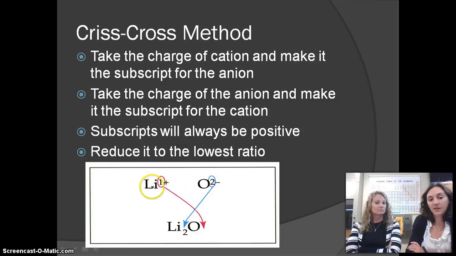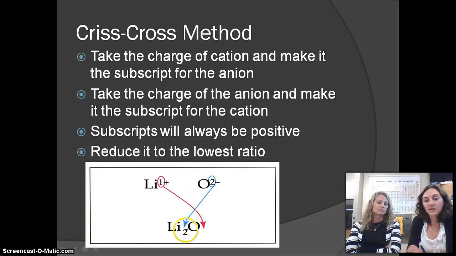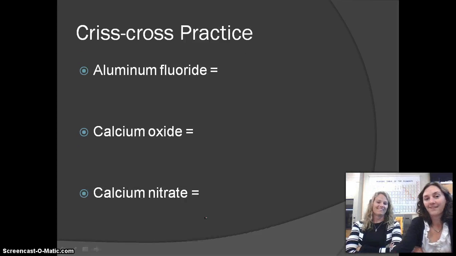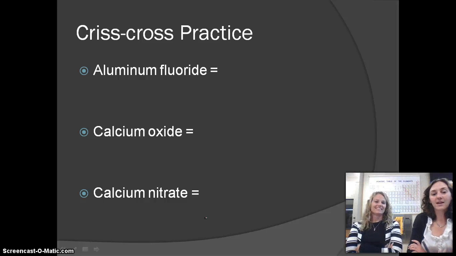So the example down here, lithium is a +1. Take this charge, move it down to the oxygen. Notice nothing's written there because the 1 is understood. The 2 from the anion oxygen is going to go down to lithium, so you have Li2O. And we do not take the pluses and the minuses. They get dropped away. Don't tell me there's a -2 lithium. That doesn't work. Crisscross practice. Okay, aluminum again.